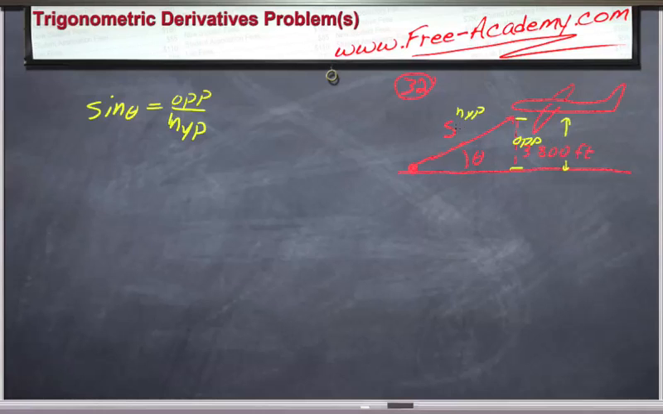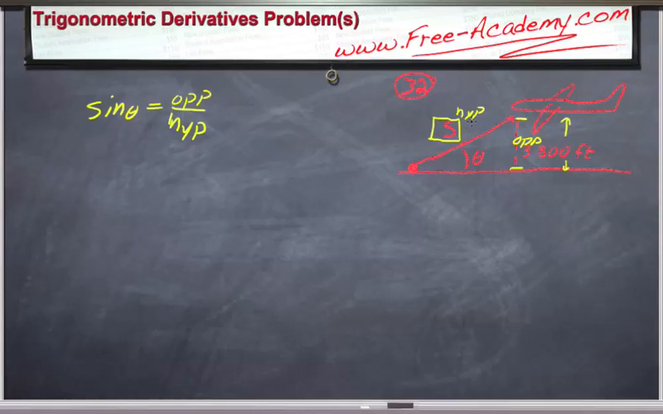And the question is asking us, how does S change when the plane is at about 30 degrees, when theta is at about 30 degrees? What is the rate of change of S when theta is equal to 30 degrees?